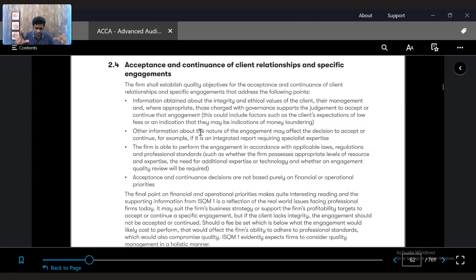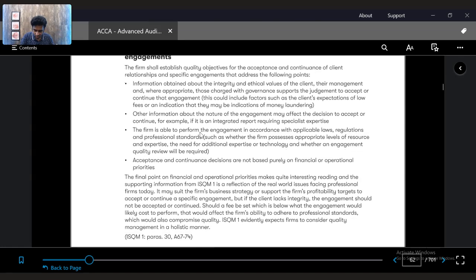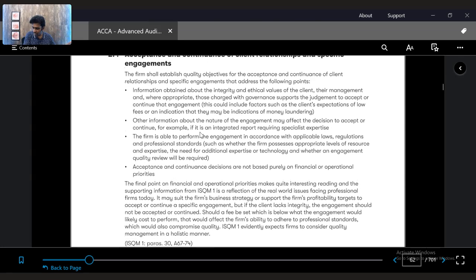So the acceptance and continuance of the client talks about two aspects. One is, before you accept, what are the things that you need to do? What are the things that you need to obtain? As I told you, information about the ethical values of the client, information relating to the nature of the engagement, and whether you are capable of providing the audit in line with applicable laws and regulations. And don't accept the client just because of financial or operational priorities, like you want additional revenue or you want to add more clients. Just because of that, don't take up the audit.